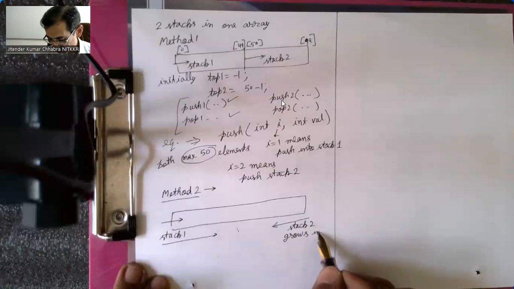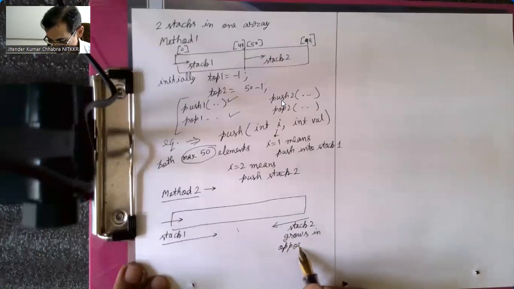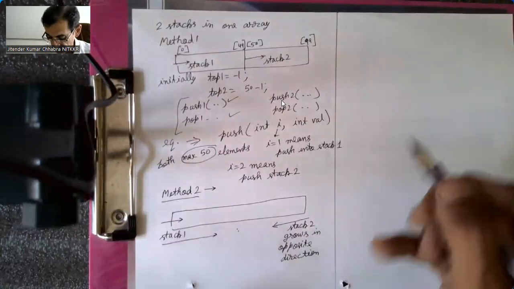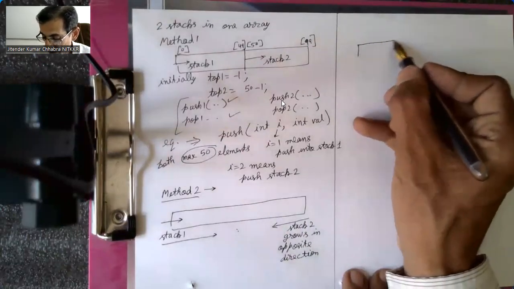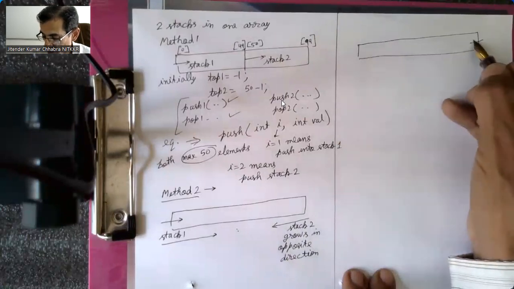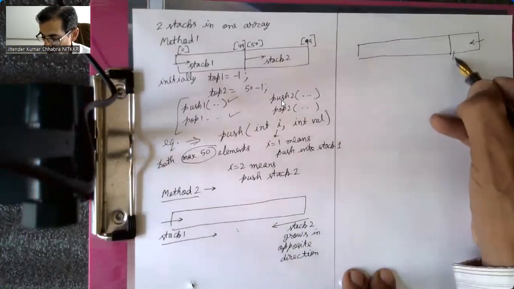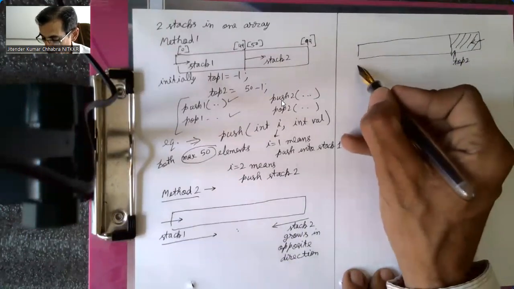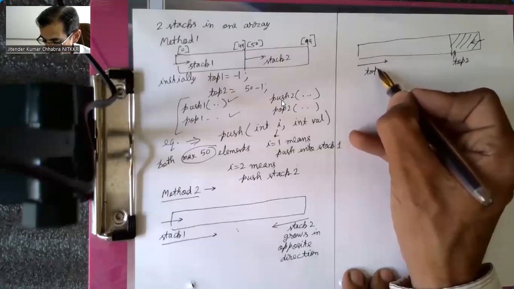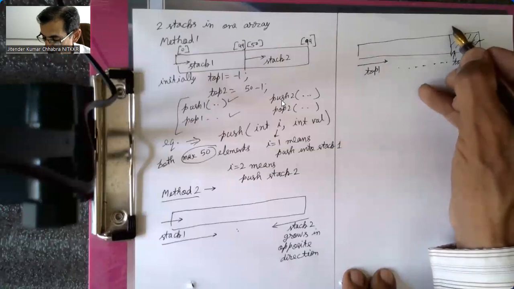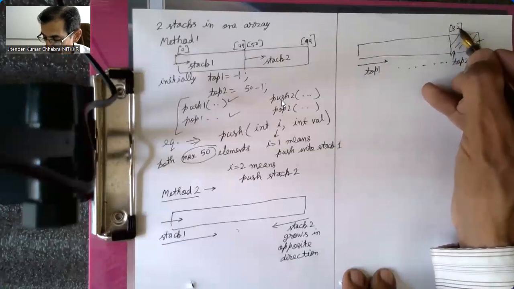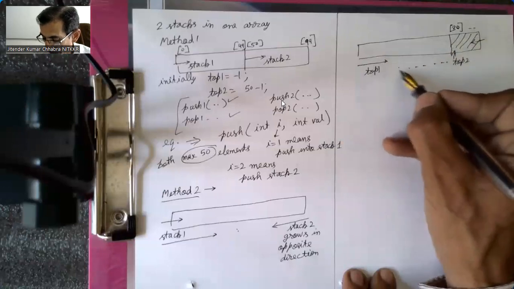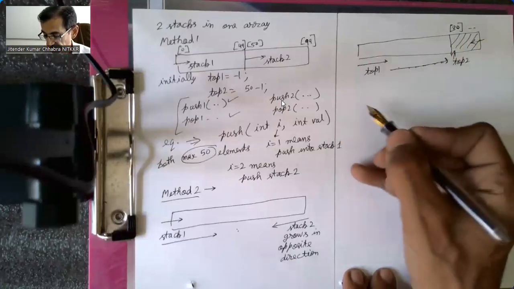Stack 2 grows in the opposite direction. So the advantage will be that it is possible that if stack 2 has only 20 elements, it can happen at some point that your stack 2 has reached here, top 2 has reached here. This means this much location is full. So your top 1 can grow up to this boundary. Let's say if it is 80 to 99, so top 1 can go up to this, and vice versa also.